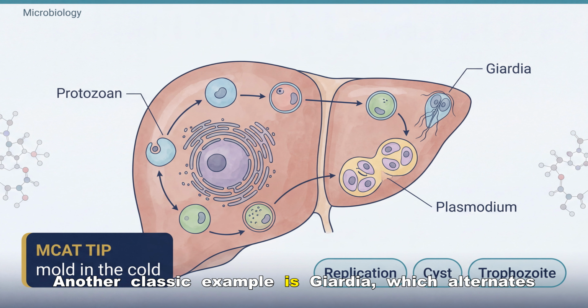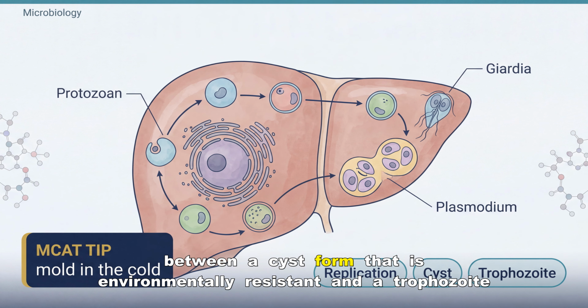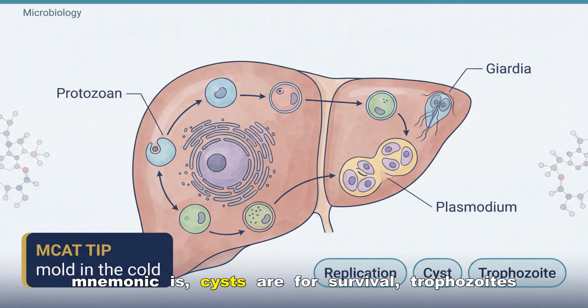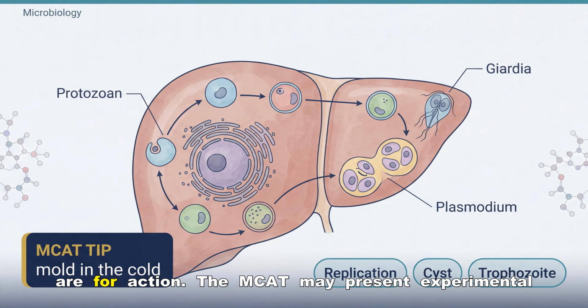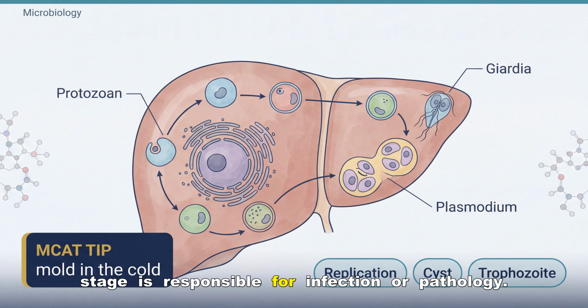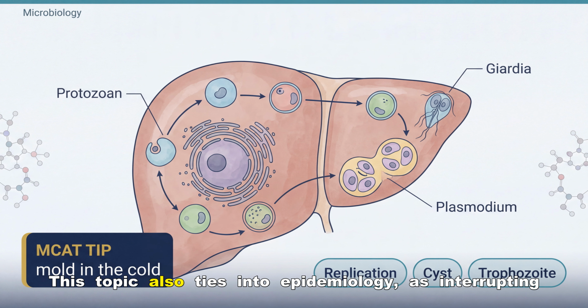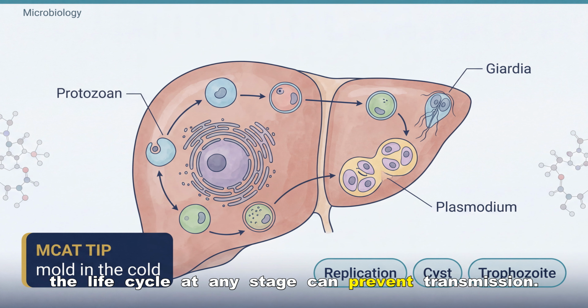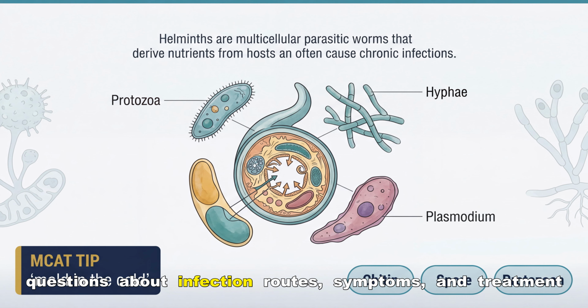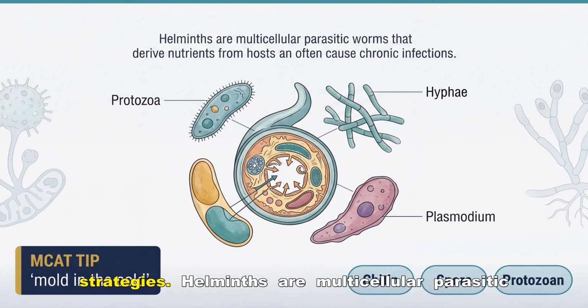Another classic example is Giardia, which alternates between a cyst form that is environmentally resistant and a trophozoite form that is metabolically active in the intestine. A useful mnemonic is cysts are for survival, trophozoites are for action. The MCAT may present experimental or clinical scenarios where you must identify which stage is responsible for infection or pathology. This topic also ties into epidemiology, as interrupting the life cycle at any stage can prevent transmission. Mastering protozoan life cycles helps you reason through questions about infection routes, symptoms, and treatment strategies.